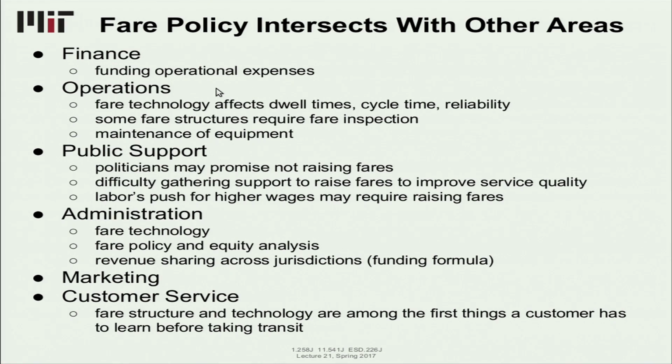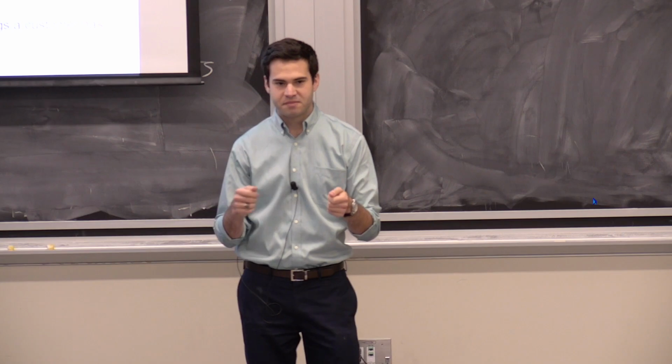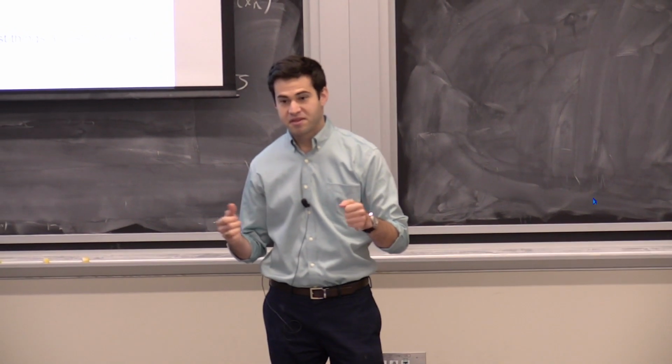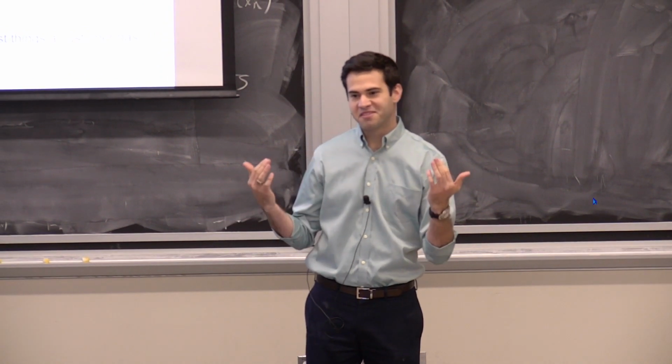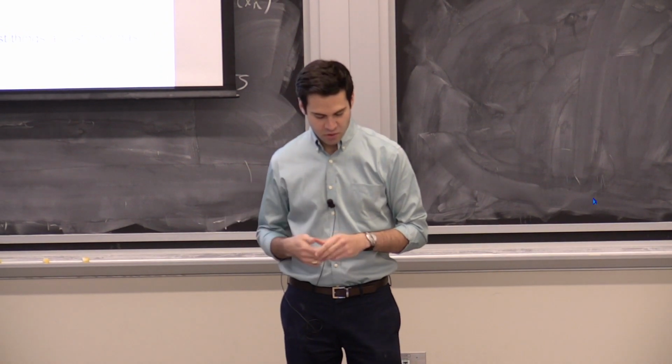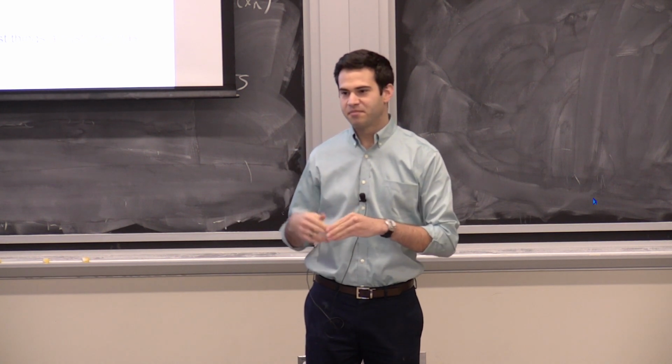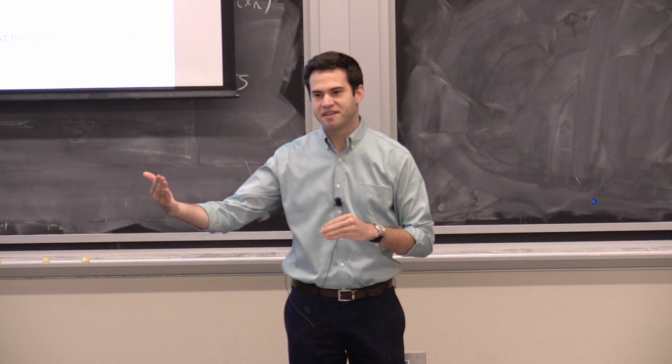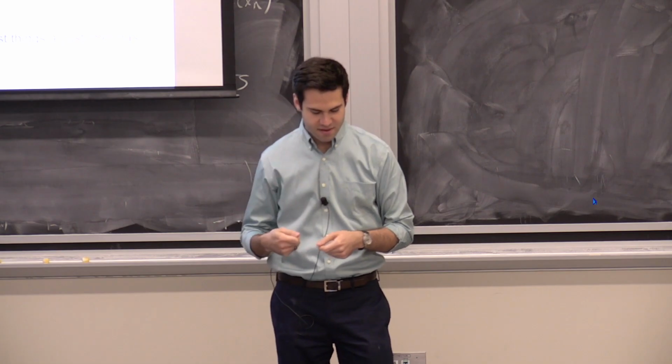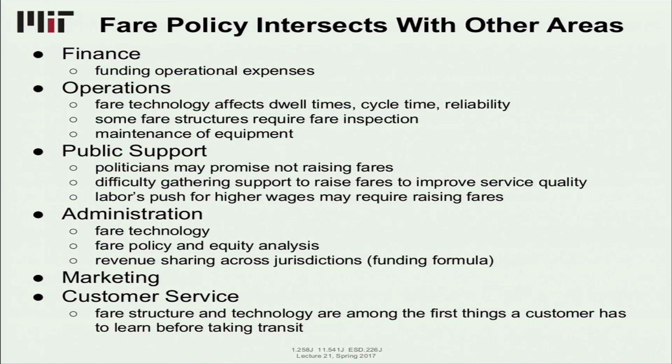And then there's operations. So if you have a fare policy that makes people board faster, because, for example, it's proof of payment, so there's no validation required, or you have fare technology, like a smart card that is much faster than paying cash, then that means that you'll have faster boarding, shorter dwell times, shorter cycle times, higher reliability. So you might affect operations through fare technology.